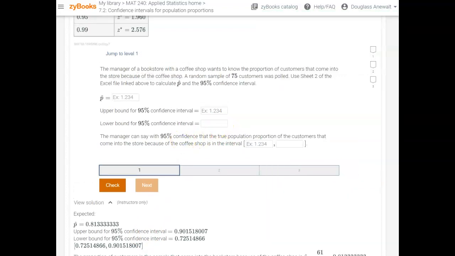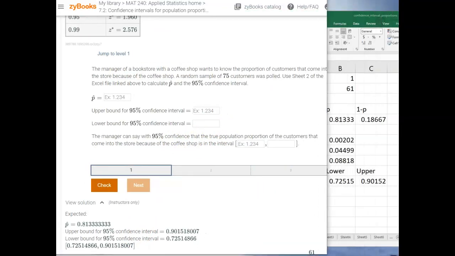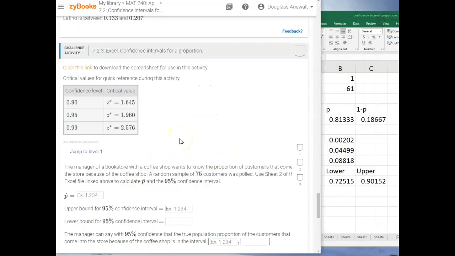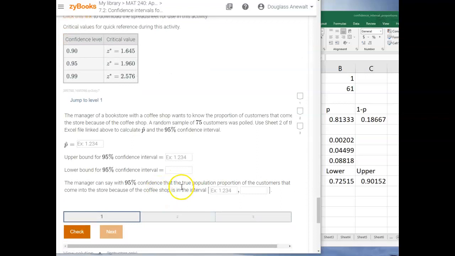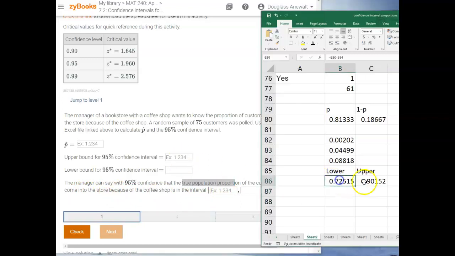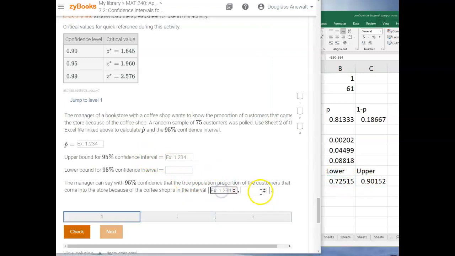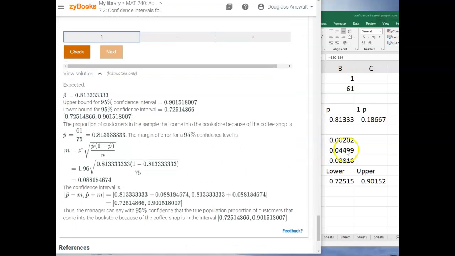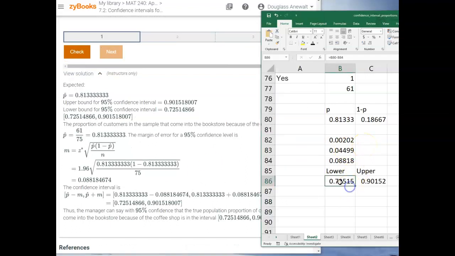And so how you summarize that then, the summary statement is: the manager has 95% confidence that the true population proportion of customers coming to the store because of the coffee shop is in the interval, and it's going to be those same values again, the lower limit and the upper limit. So kind of the same answers you listed there. That's where we can be confident the actual population proportion lies in between those values.